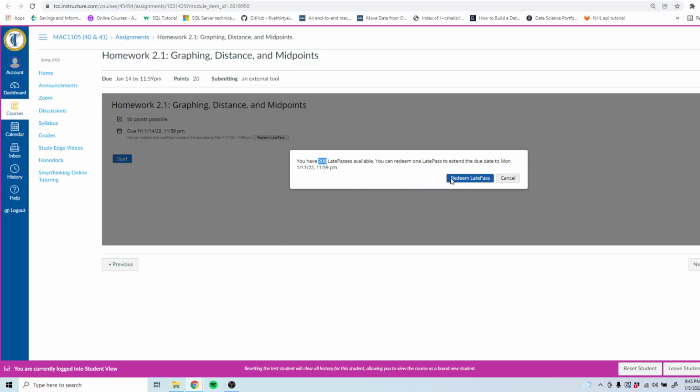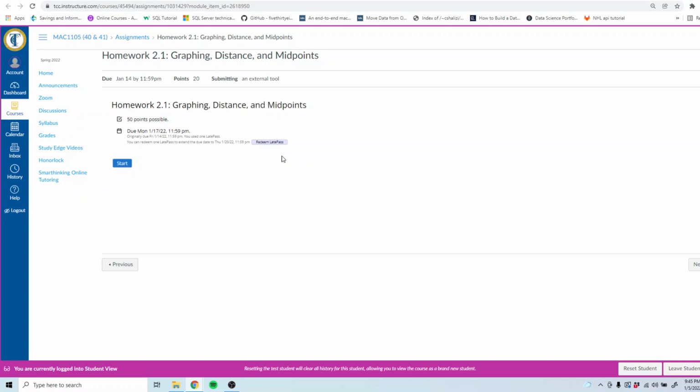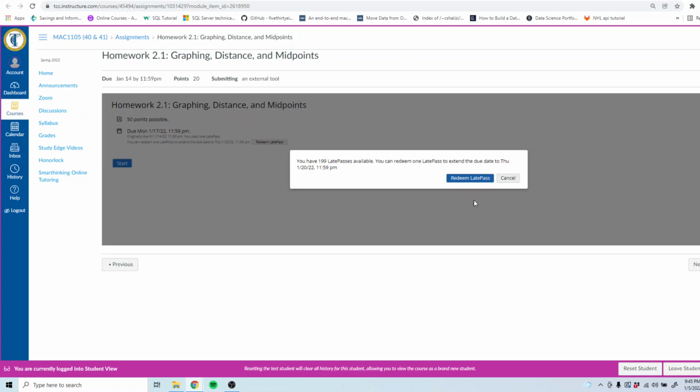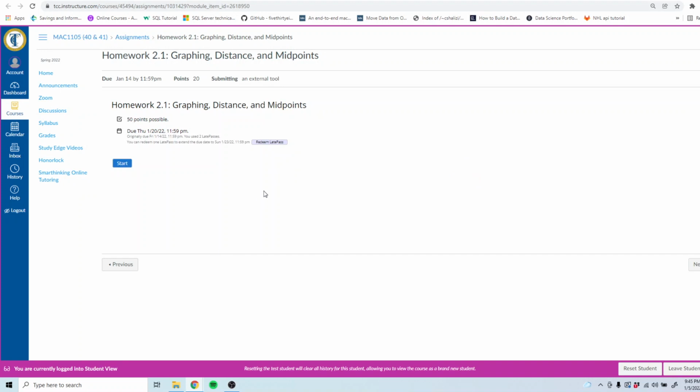But every late pass will extend your deadline by 3 days. So if I hit redeem late pass, what you'll see now is it's due 3 days later. And I can use another one. This, of course, should be used if you're past the deadline. If you're not past the deadline when it's due, don't waste your late passes. You never know what you might need. But these only work for homework assignments.